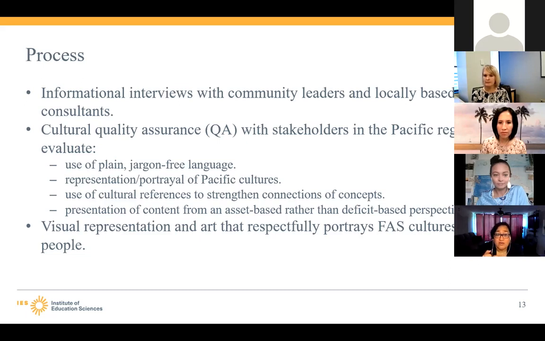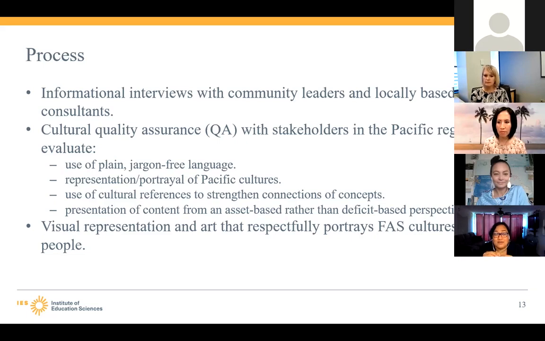We have a very rigorous cultural quality assurance process with stakeholders in the Pacific region, and we asked them to evaluate these 4 features of our infographics. Each one we asked them, does the infographic use plain jargon-free language? Is the representation or portrayal of Pacific cultures respectful? What are the uses of cultural references to strengthen connections to concepts? And finally, most importantly to me personally too, presentation of content from an asset-based rather than a deficit-based perspective.